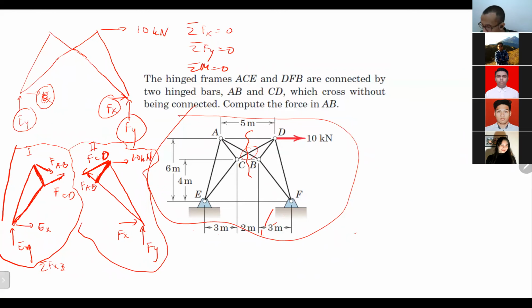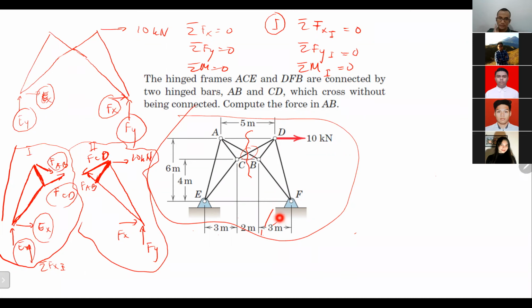For the first free body diagram, we have sigma fx1 equals 0, because the 1 here is for the first free body diagram. Sigma fy1 and sigma moment 1 equal to 0. So this is the list of equations that we can use for the first free body diagram. But unfortunately we have 4 unknowns, right? 1, 2, 3, 4. We cannot solve it, right?